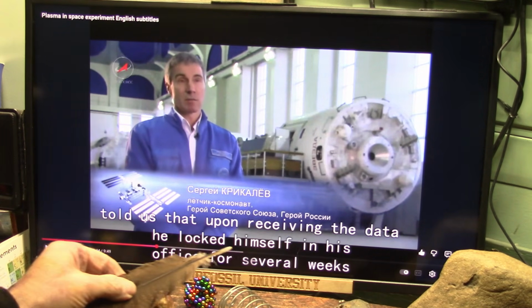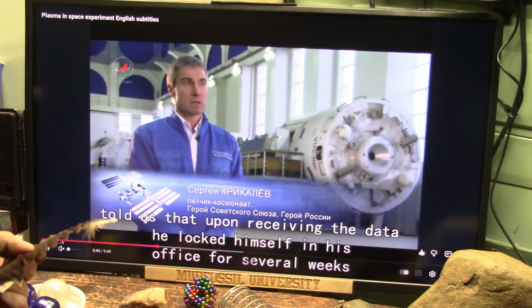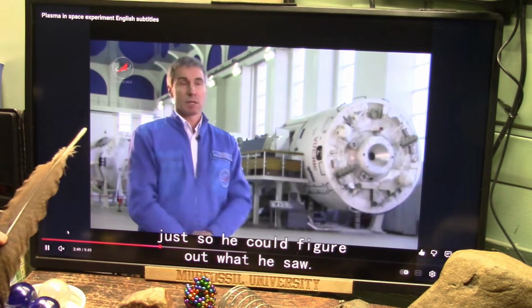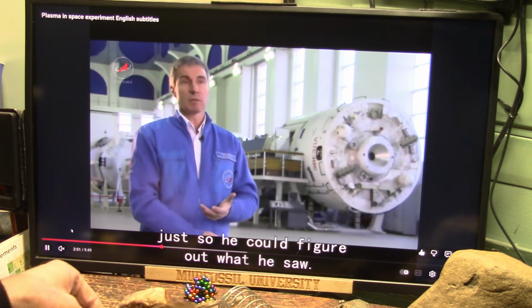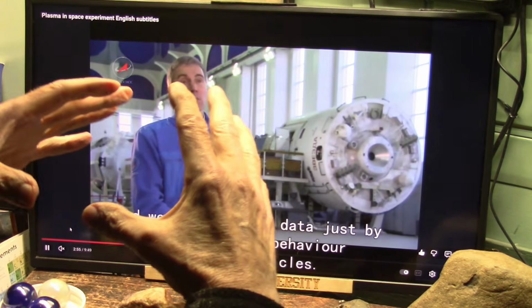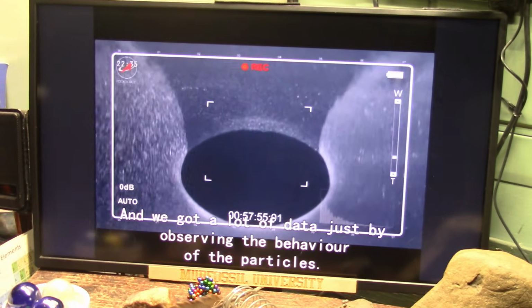Receiving the data, he locked himself in his office for several weeks. I mean, they were freaking out. They freaked out. They created a black hole. I don't think they realized it. But what they did was they pushed dark particles to the center and surrounded them with the white particles.